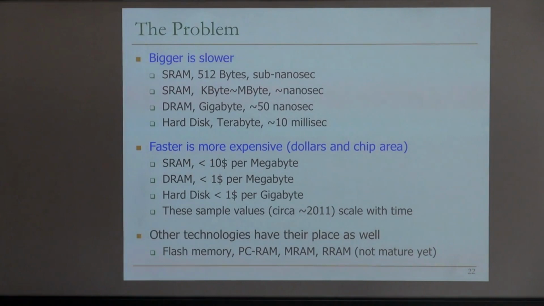Other technologies have their place as well, but it's so fundamental that these numbers, yes, they become lower over the years, but the difference between technologies still stays. Other technologies have their place as well. Flash, phase change memory, magnetic memory, RRAM, resistive memory. There's also FRAM, for example, which is not very scalable. I don't know what FRAM stands for, but TI uses it in their chips. It's non-volatile. Does anybody know what FRAM stands for? Ferroelectric memory? I don't know what they call it exactly. But yeah, there are a lot of other technologies that exist that are used for specialized purposes.